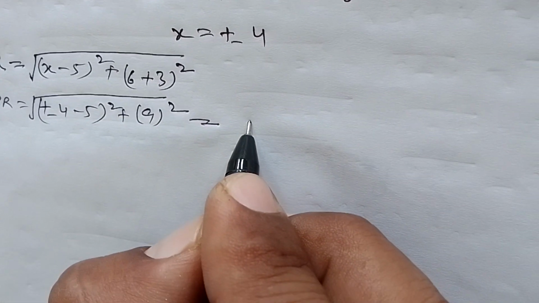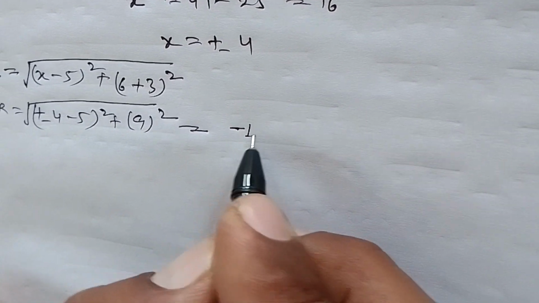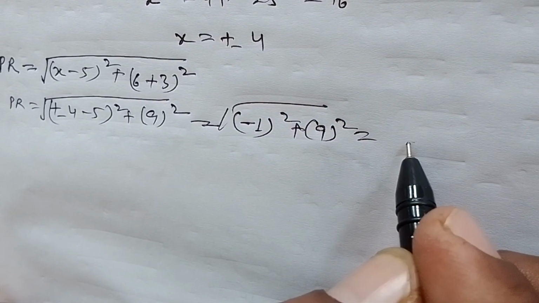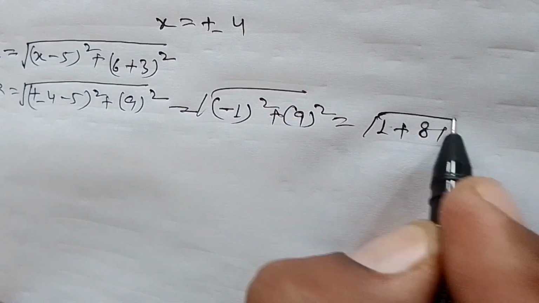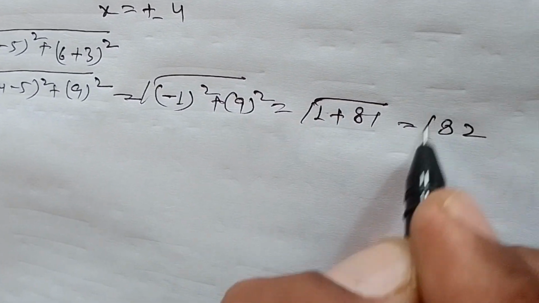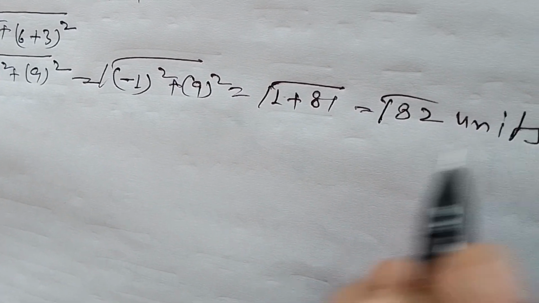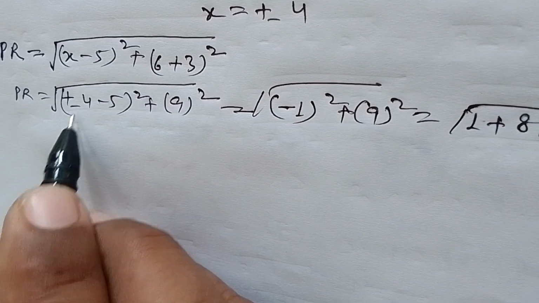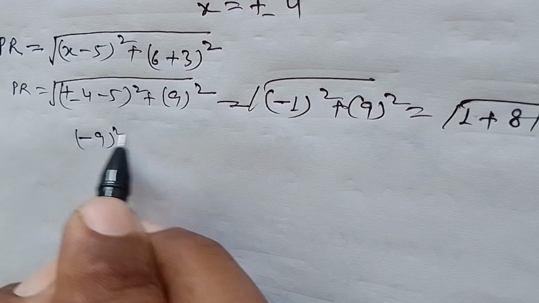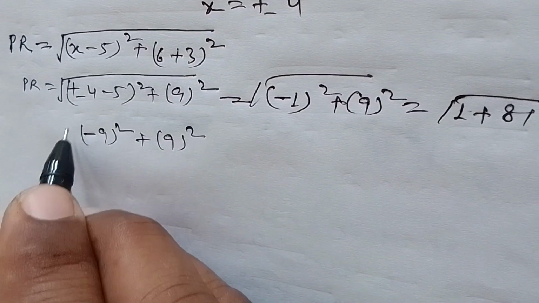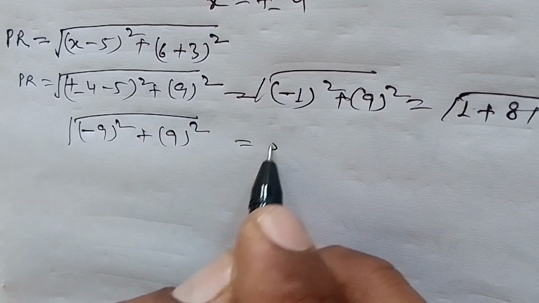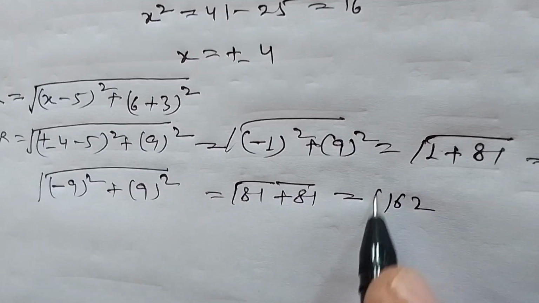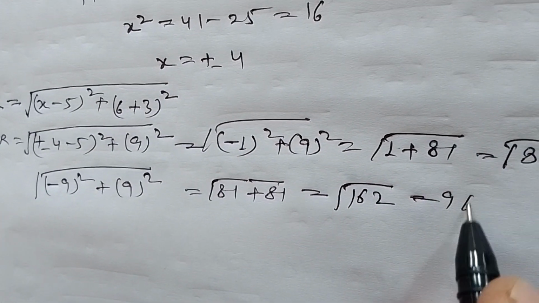So it comes out to be minus 1 square plus 9 square. It comes out to be the square root of 1 plus 81, so it comes out to be root 82 units. Second, we will consider minus 4, when it comes out to be minus 9 square plus 9 square. It comes out to be root 81 plus root 81, which is root 162, which is 9 root 2 units.